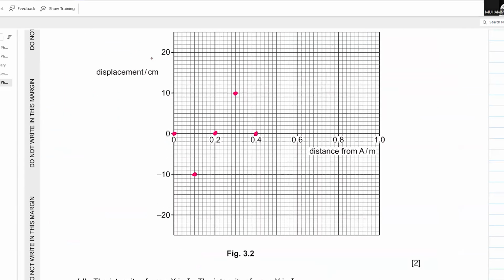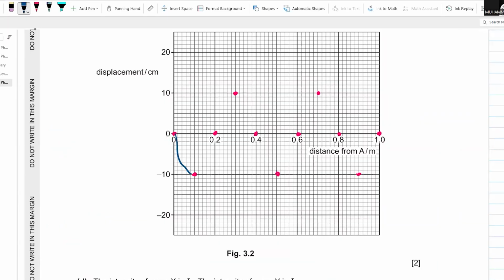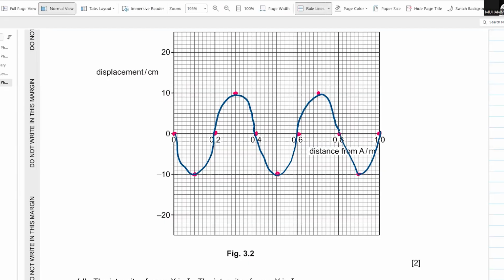Let's keep on continuing this. Negative 10, 0, 10, 0, negative 10. Here you have it. Let's combine the dots like this. This is your wave. Yeah, this is how your wave will look. Simple. Okay, let's further move ahead.